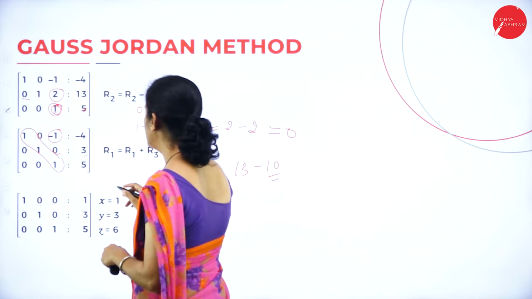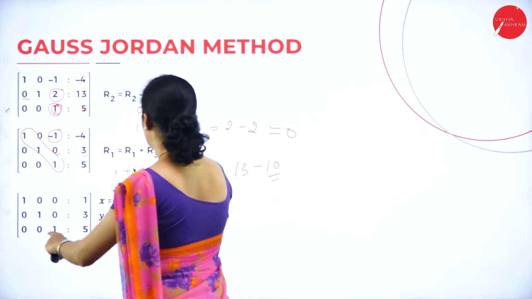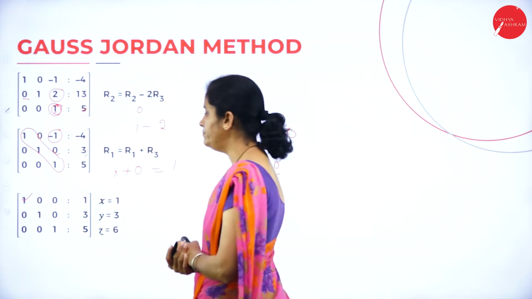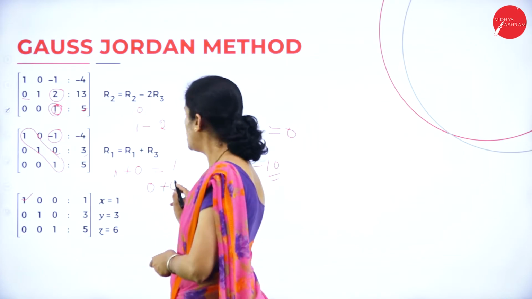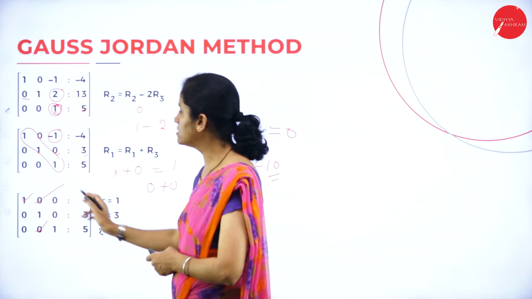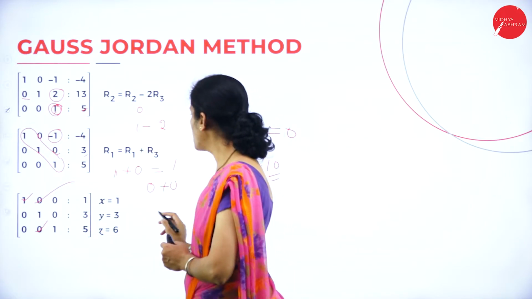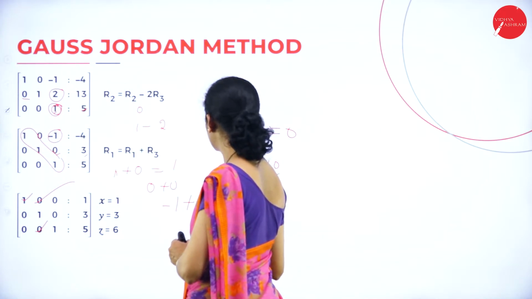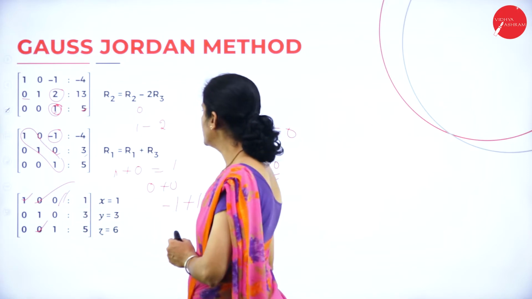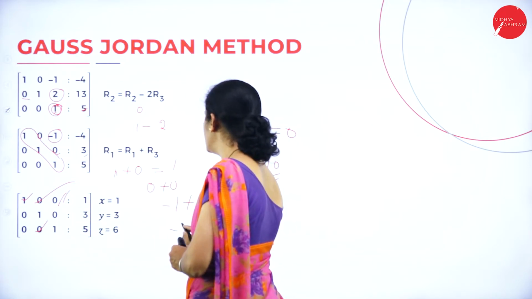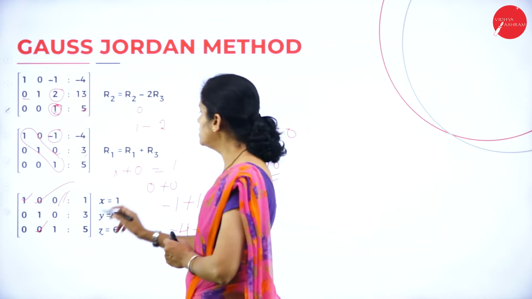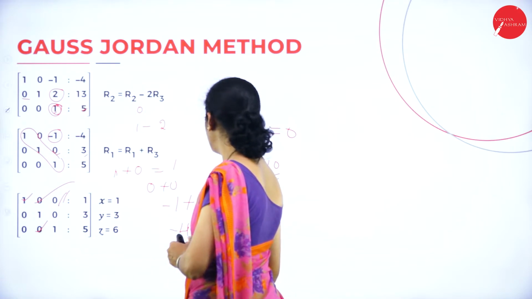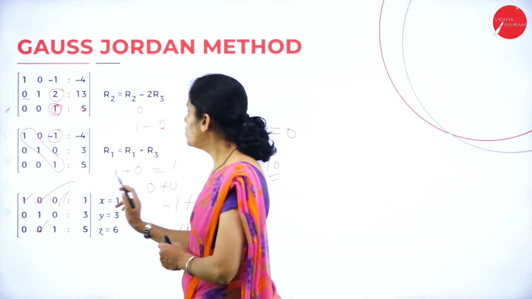So what is R1? It is 1, and what about R3? 0. So I'll get the answer 1. Now R1 is 0 and R3 is also 0. So I'll get the answer 0. Next R1 is minus 1, then R3 is plus 1. So I'll get the answer 0. Now what is R1? It is minus 4. Then what about R3? That is 5. So minus 4 plus 5, that is 1.